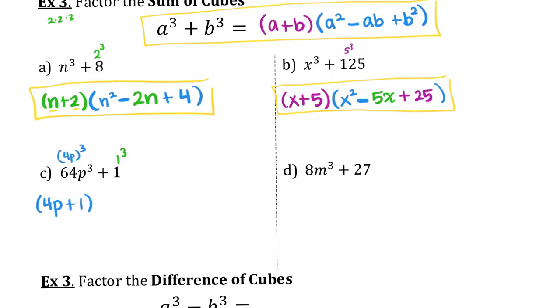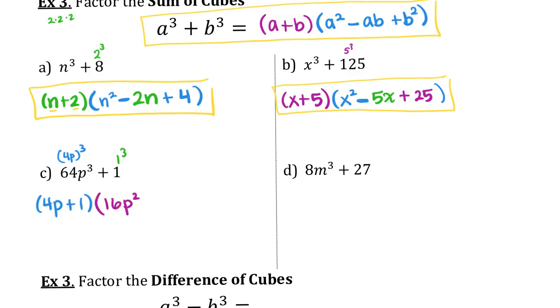Now I have to figure out the next part. You can either follow the pattern or you can try to fill in the blanks. So this should be the first thing squared. The first thing is 4p. If I do 4p squared, that's 4p times 4p, which is 16p squared. Or you can look at the first thing here and say this times this has to equal that. 4p times 16p squared does equal that.